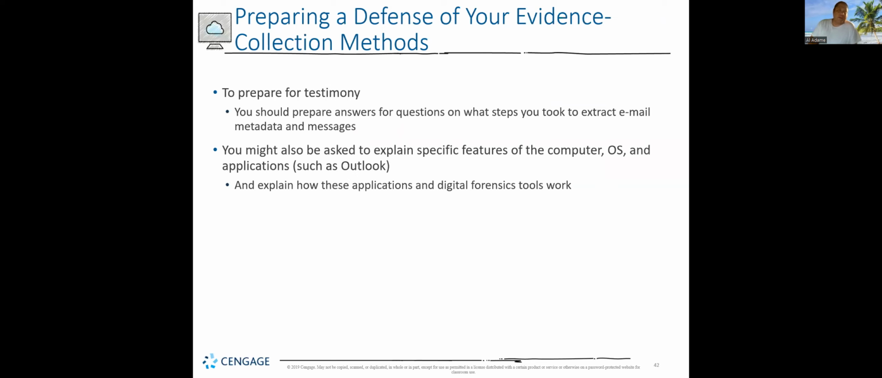Preparing a defense of your evidence collection methods. To prepare for testimony, you should prepare answers for questions on what steps you took to extract email metadata and messages. You might also be asked to explain specific features of the computer operating system and applications such as Outlook, for example, and explain how these applications and digital forensic tools work. So imagine Outlook is an email system that does this, this, and this.